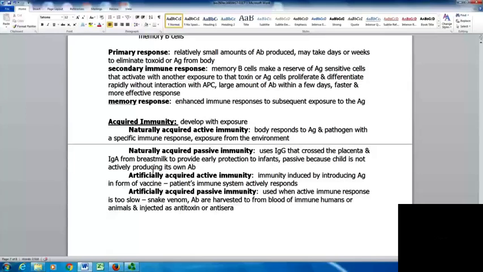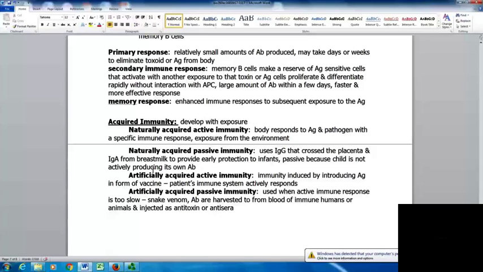And then the cells proliferate and differentiate rapidly without the interaction of the antigen-presenting cells. So this will result in large amounts of antibody within a few days. It's faster and a more effective response. The memory responses are going to be your enhanced immune responses to the subsequent exposure to the antigen.